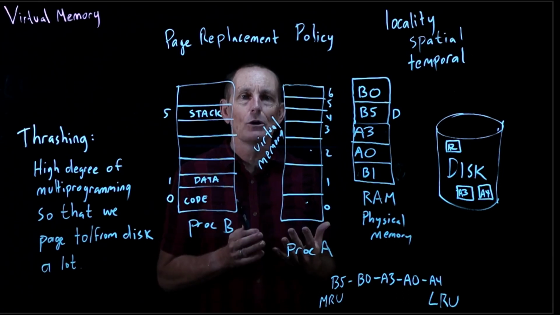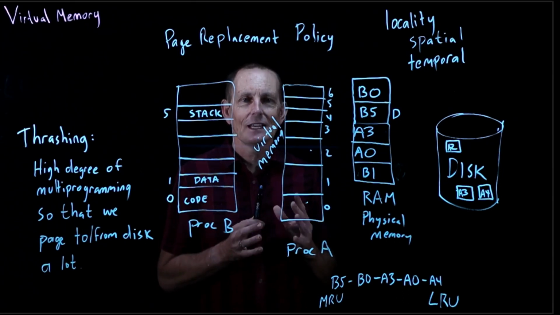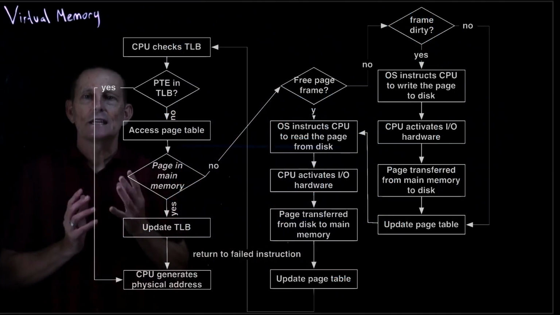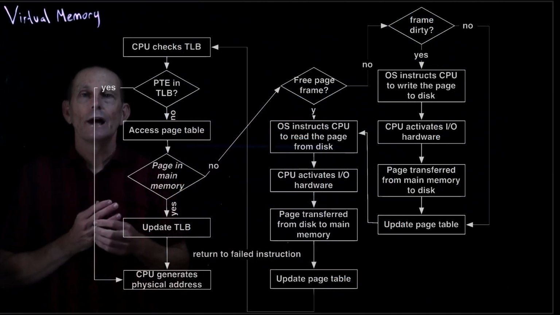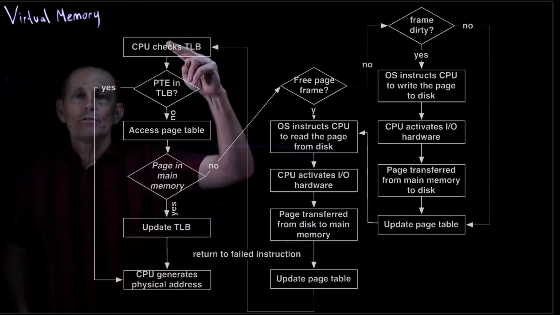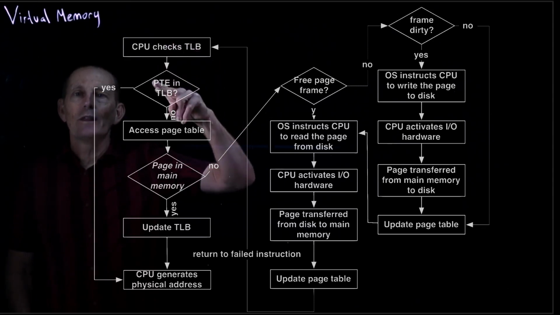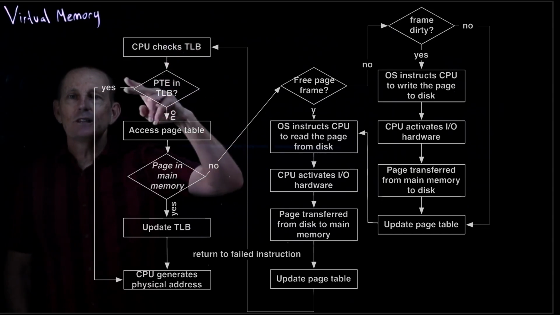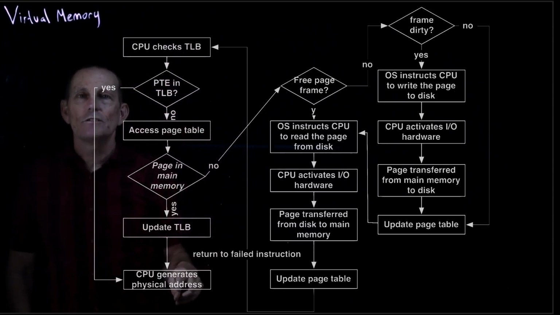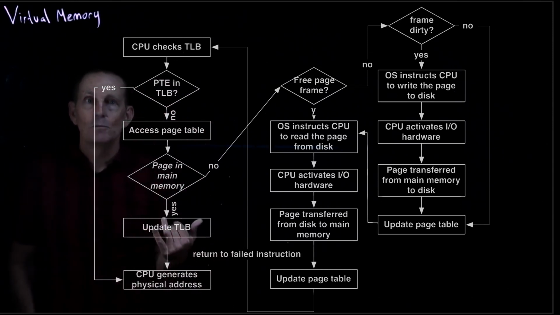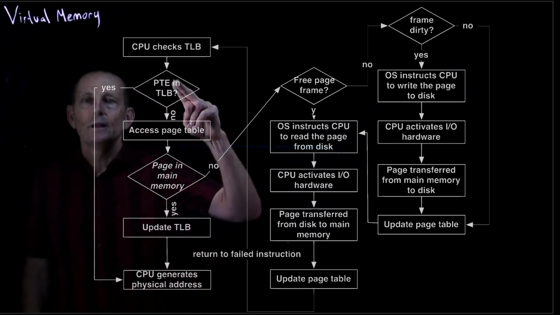Let's look at a flow chart of exactly what's happening. Let's say that a process tries to read or write to some address in its memory. What's going to happen? First, the CPU is going to check the TLB to see whether there's a page table entry in the TLB. If there is, then the CPU is going to generate the physical address, and away it goes to do its read or write. So that means the page, of course, must be in memory.